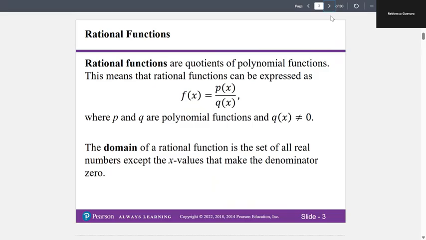And we just have the one little extra rule here: q cannot be a function that's just equal to 0, because otherwise f(x) is just completely undefined everywhere. The domain of a rational function is the set of all real numbers except the x values that make the denominator 0. We already looked at domains of rational functions, so we're just going to do a quick recap, and then we're going to move forward.